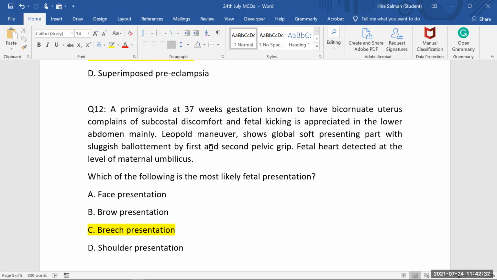You're getting why they have mentioned first and second grip. You have sluggish ballottement, so sluggish ballottement, soft portion, think about butts. Most likely. And anyhow, looking at the answer choices as well: face and brow are appreciable per vaginally, so you cannot say it's a breech presentation. All of the other presentations are actually appreciable on per vaginal examination. Only the breech and cephalic are the ones you can examine on per abdominal examination.